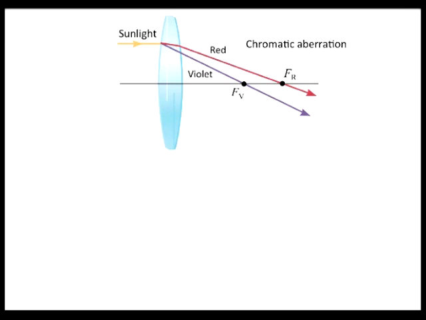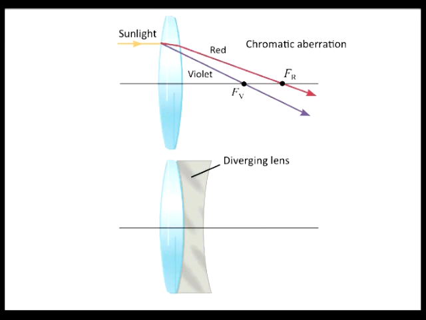Chromatic aberration can be greatly reduced by using a compound lens, such as the combination of a converging lens and a diverging lens. Each lens is made from a different type of glass. With this lens combination, the red and violet rays almost come to a common focus, and thus chromatic aberration is reduced. A lens combination designed to reduce chromatic aberration is called an achromatic lens. All high-quality cameras use achromatic lenses.